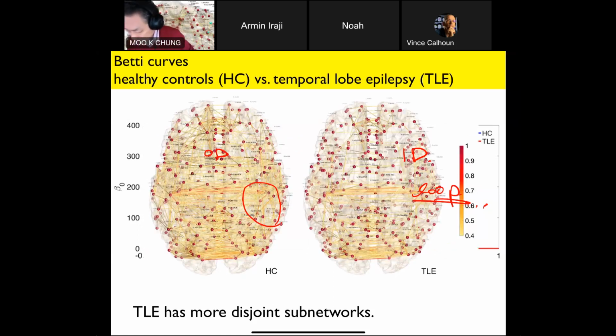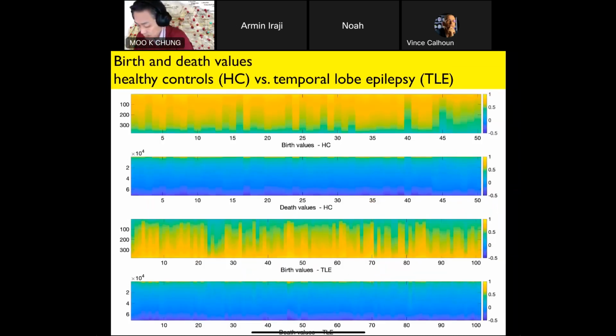So I would say the temporal lobe epilepsy has more disjoint subnetworks, or is more sparse. Anyway, this is an example of how we do it. Given the collection of all the correlation matrices, we decompose into birth values and death values for healthy control, which are 50 subjects. This is the subject index. This is the index for the node. In this case, this is the index for the cycle. There are a lot of cycles, like 1,000 cycles.